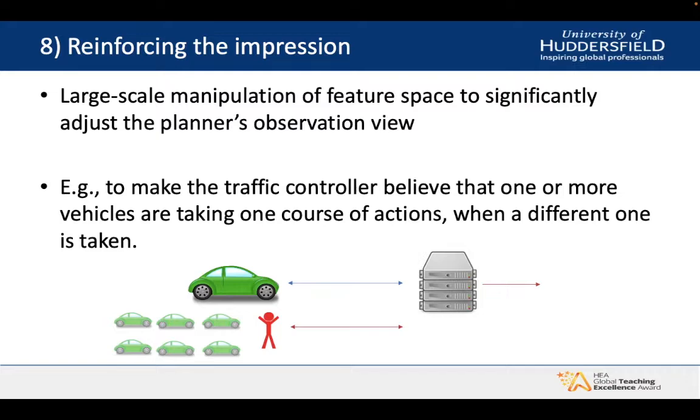And then reinforcing the position. So this one's large-scale manipulation of the feature space to adjust the planner's observation. So this one could be to make the traffic control believe that there are more vehicles taking one course of action when a different one is actually taken. So this could be to make the controller believe that an entire route is heavily populated when in fact it's not, and other people are going elsewhere.